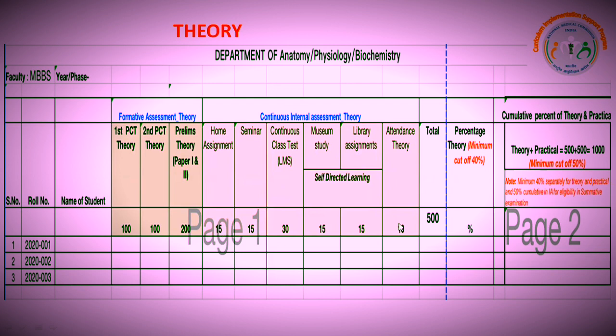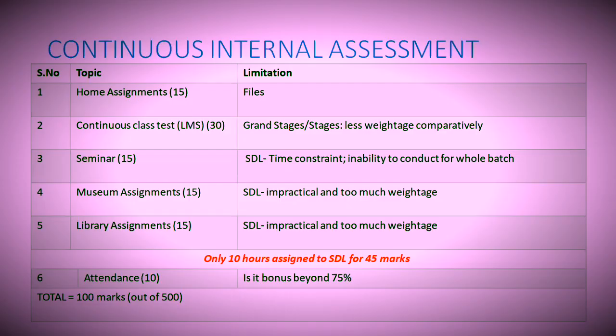Now, this is clear. There's no doubt about the formative assessment. But if we talk about the internal assessment theory, when I was calculating it, I had certain doubts. If we talk about the home assignments, we usually give files. For example, we have the gross anatomy file, histology files and embryology files. We may count it as 15 marks because that is something not done in the college itself.